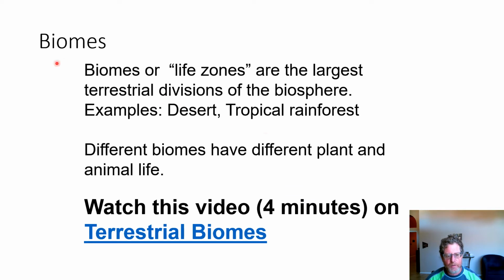So biomes, or sometimes we call them life zones, are the biggest terrestrial divisions of the biosphere. So we're not going to look at the aquatic biomes, we're just going to look at the divisions on Earth. And so different biomes or different life zones have different plant and animal life, and we'll talk about why that is. There's a quick quiz on this video on terrestrial biomes, and you'll find it very easy.